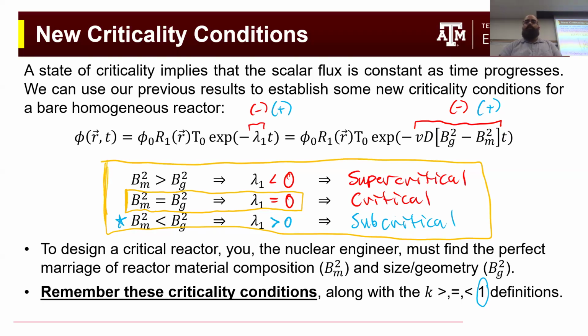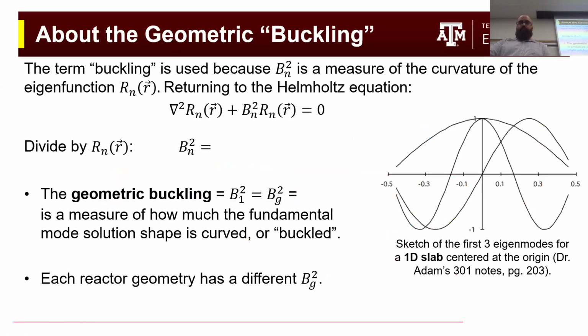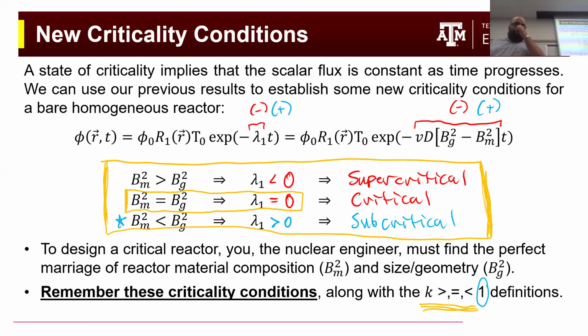Just like it would be very good for us to remember what it means if the multiplication factor is greater than, less than, or equal to 1, we should also make a point to remember these different definitions of criticality too. So far, there are three different ways that we can talk about criticality: in terms of the multiplication factor, in terms of how BG and BM squared compare, as well as the sign of lambda 1. So yeah, that's a good thing to remember.